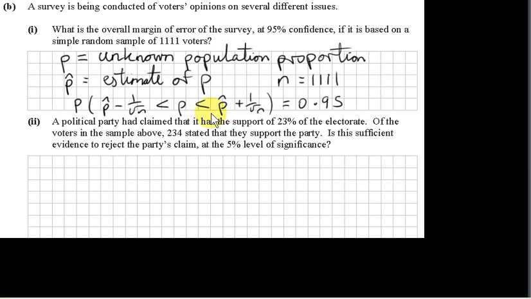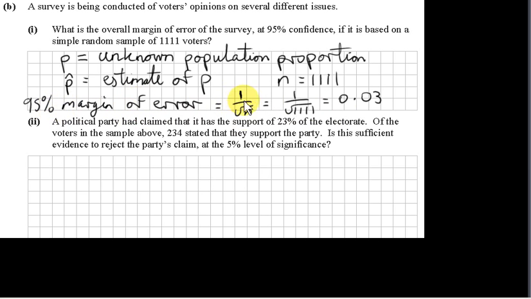From statistical theory, we know that p, the unknown population proportion, lies within 1 over root n of p hat with probability 0.95. 1 over root n is called the margin of error of the survey. Strictly speaking, 1 over root n is the 95% margin of error. If we want a 90% margin of error, we have a different value here actually, but we will just be dealing with the 95% margin of error.